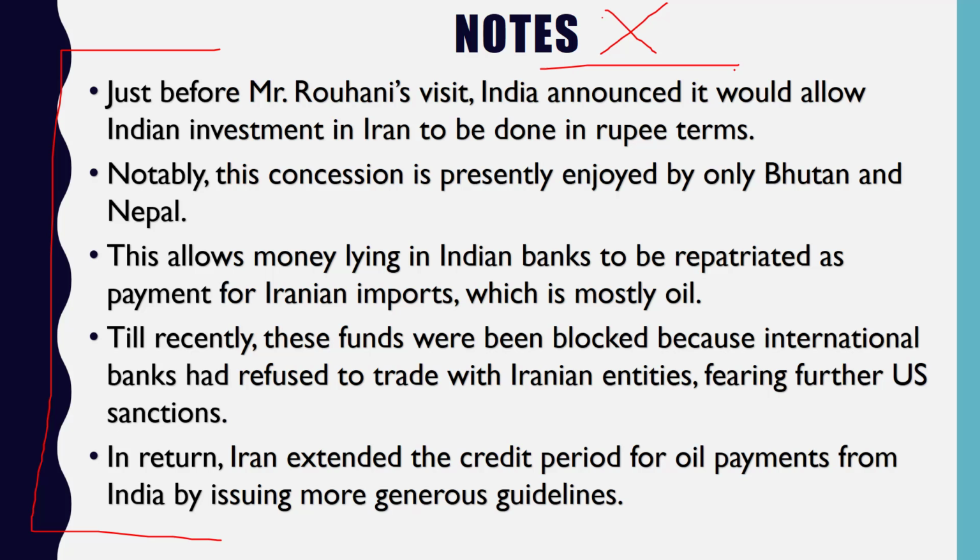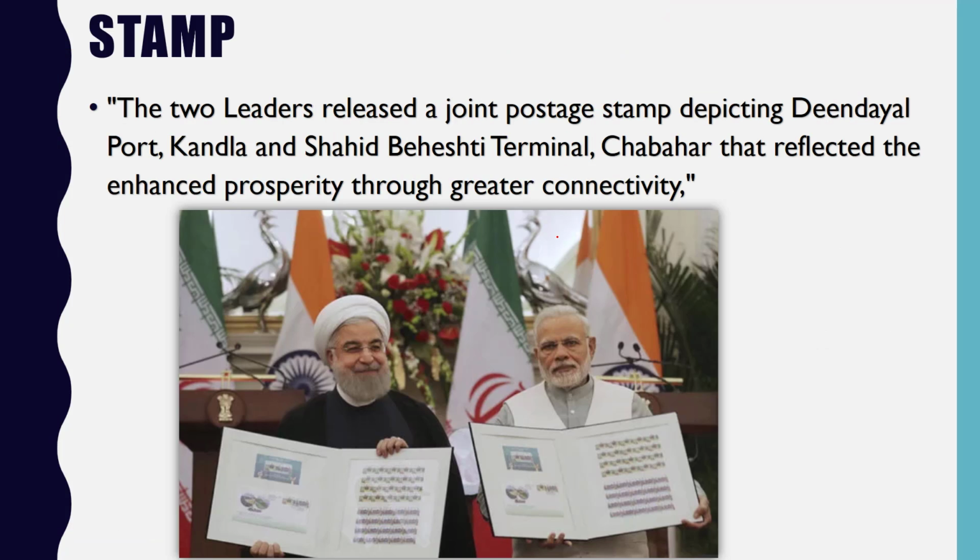India has done this only with two countries in the past, Bhutan and Nepal, and of course this gives Iran added security, because if sanctions are imposed on Iran, then it doesn't really have to trade in dollars. It can just exchange the Indian currency, and it is actually a good thing that India has done for Iran. To reciprocate this, Iran has extended the credit period for all payments from India. So this is quite good. Both the countries are helping each other out.